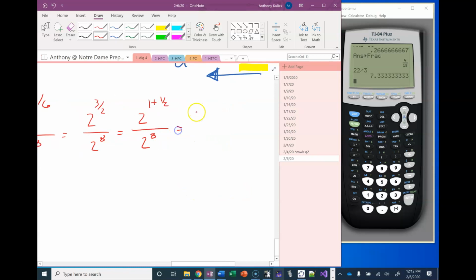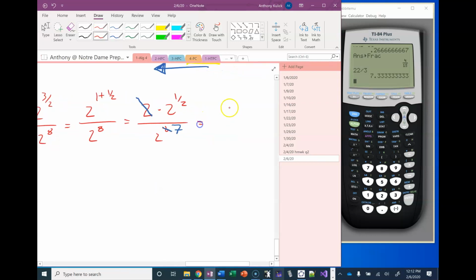1 and 1/2, right? Everybody agree with that? Okay. So that's going to be 2 times 2 to the 1/2 over 2 to the 8th. And I can reduce here. Leaving me with the square root of 2 over 2 to the 7th. Again, 2 to the 7th is 128. If you wanted to multiply that out, you're welcome to do that. It's not incorrect. I'm just not going to do it for that one.